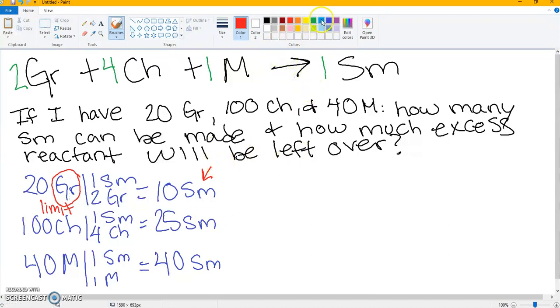Alright, and then our excess reactant, I guess I can do orange. Excess are chocolate and marshmallows. Why? Because I'm going to have chocolate and marshmallow left over. Since I can only make 10 s'mores with my graham crackers, that means I'm going to have chocolate and marshmallow left over. So I found my excess and I found my limiting.